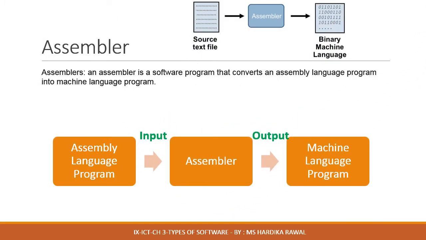An assembler is a software program that converts an assembly language program into machine language program. Assembly language is a low-level computer language that is used to give direct instruction to the computer, while the machine language is what computer understand in terms of binary language. So the task of the assembler is to take assembly language program as an input, convert it to machine language program as an output.